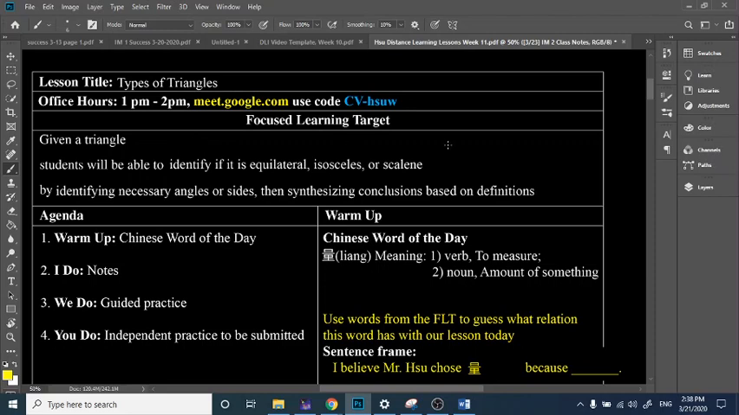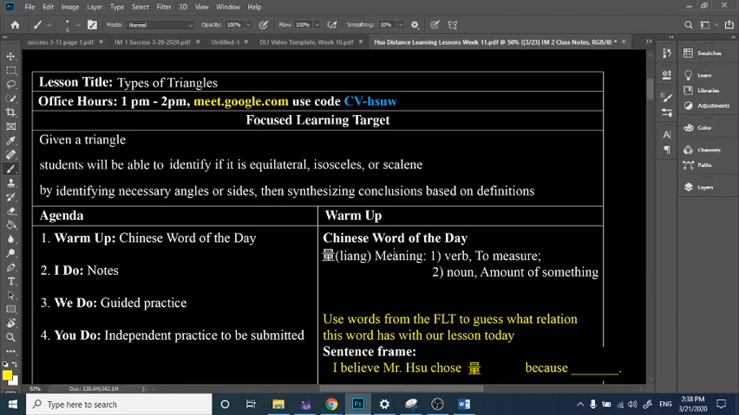So here's our focus learning target, FLT. Please copy this all down and answer this question before we move on. So I'll give us 3, 2, 1, 0. The expectation right now is that you have paused the video, you copied everything down, and you're ready to move on. So I'm going to talk about the word of the day.